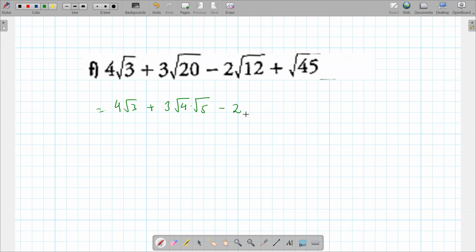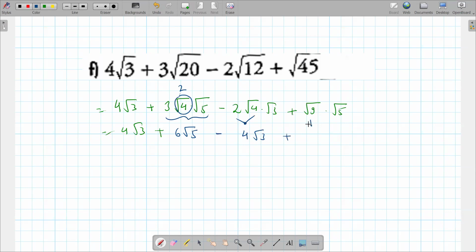minus. What about root 12? That also goes into 4. So it'll be 2 root 4 root 3 and 45 is 9 times 5, right? Like that. So you have 4 root 3 plus root 4 is 2. 3 times 2 is 6. So this entire thing becomes 6 root 5 minus 2 times 2 is 4, 4 root 3 plus root 9 is 3, 3 root 5.